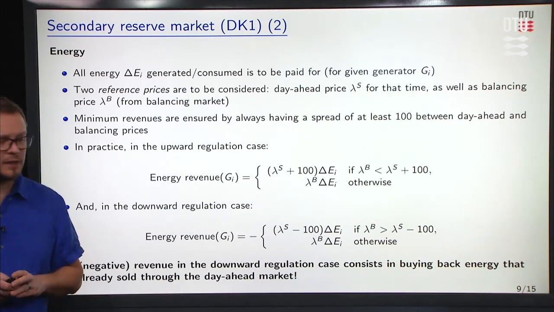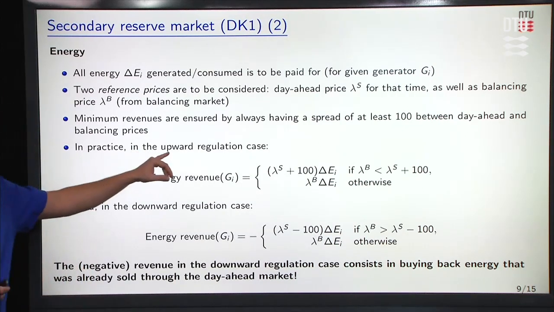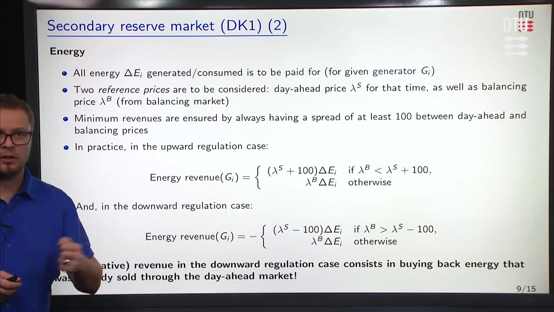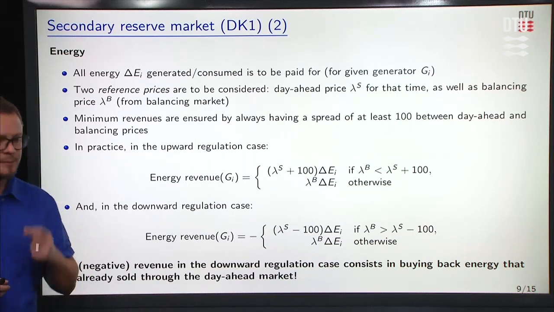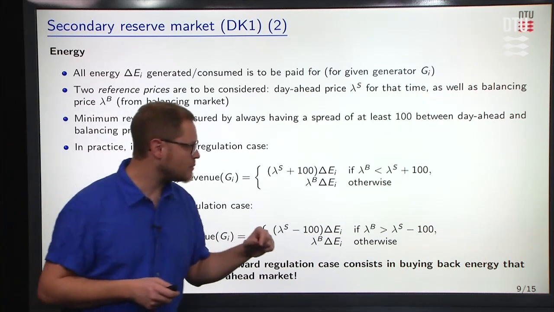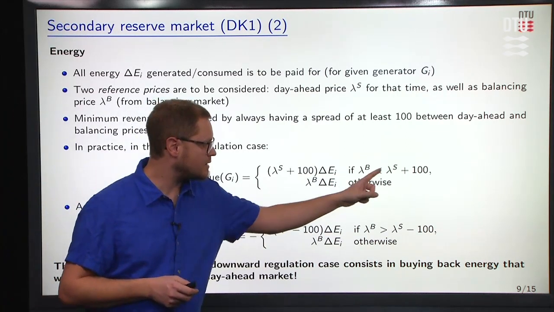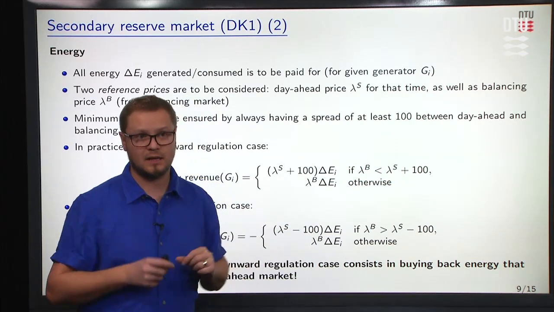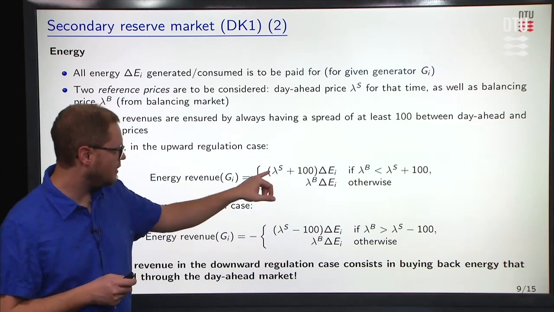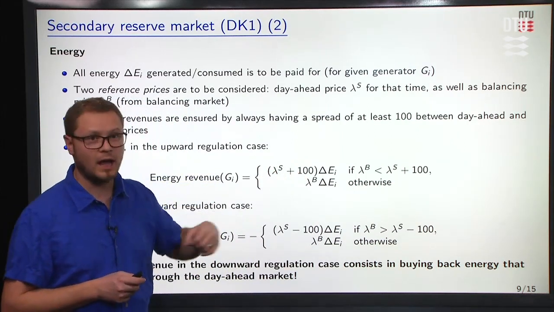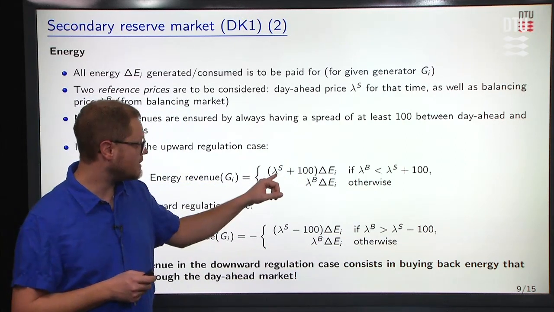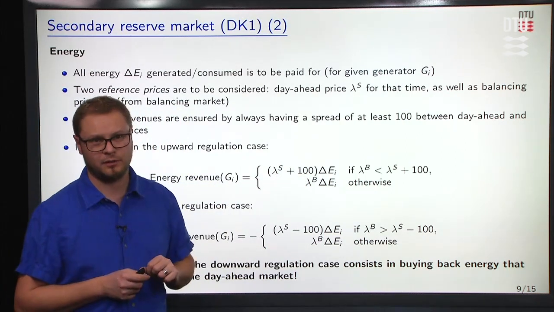In practice, that means for the upward regulation case, where you're going to get paid for the energy you somehow supply to the system, if the difference between the balancing price and the clearing of the day-ahead market price is less than 100, then the price that's going to be received for any energy supplied through secondary reserve provision is going to be lambda S plus 100.